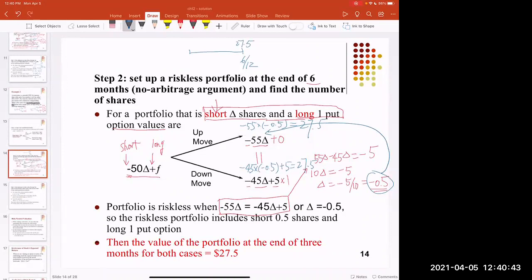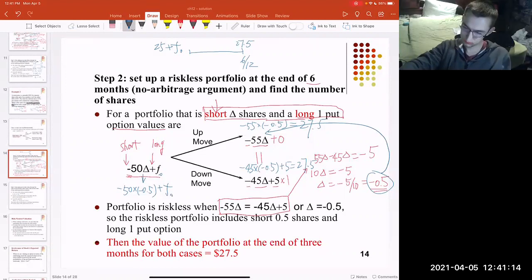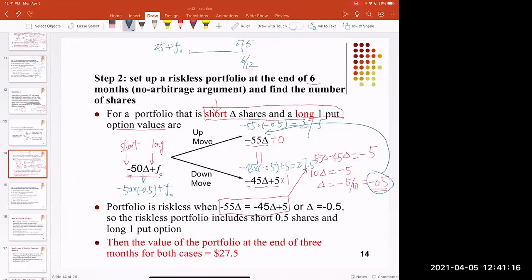And for today's value, we're going to plug delta equal to negative 0.5 into the value of the portfolio today. So negative 50 times negative 0.5 is what? Is that 25? 25 plus F0, right? You can put F or F0. F0 means the value today. Okay, so step 3 would be what?